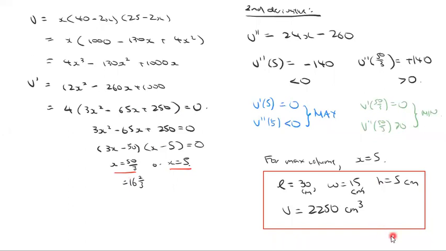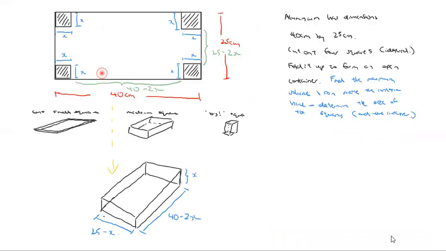But I want you to think about this, right? If x is 16 and a bit, it doesn't make sense. I mean, we know it's not the answer we want. We know that for sure already. Yeah, it doesn't make sense.